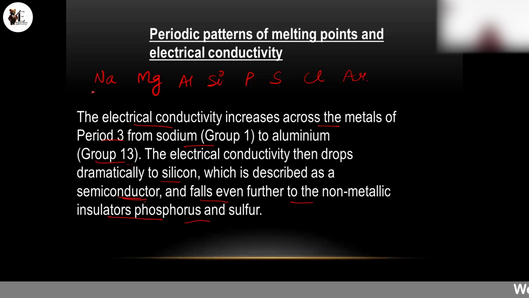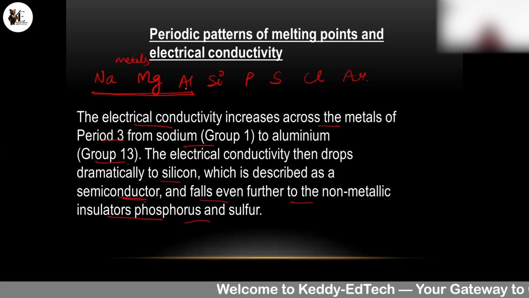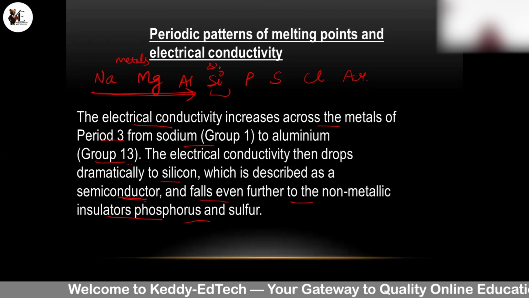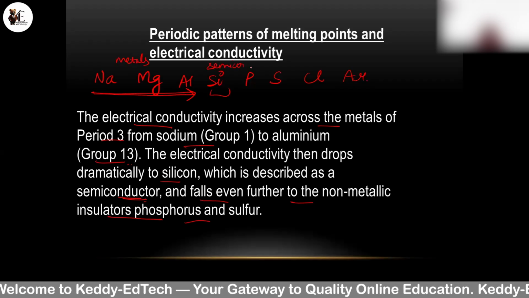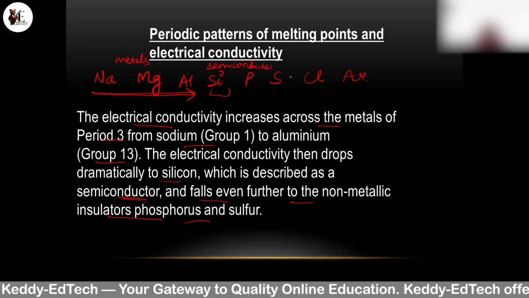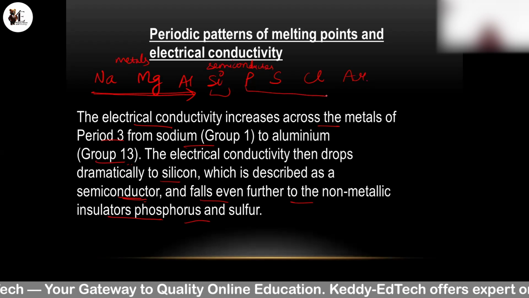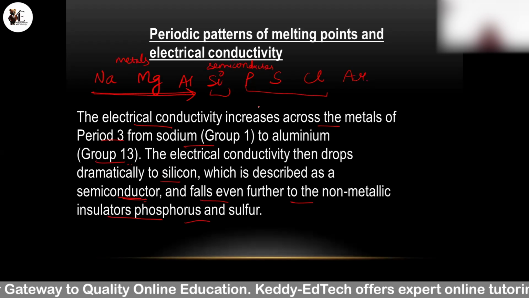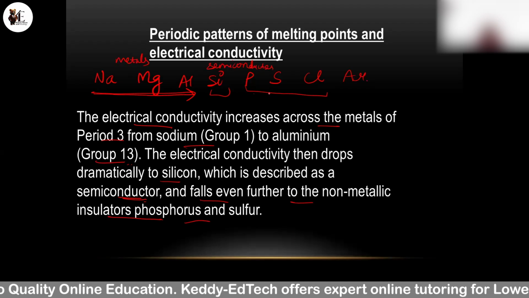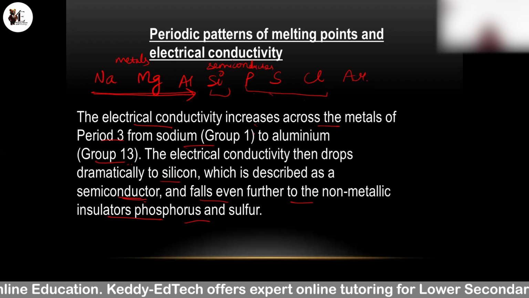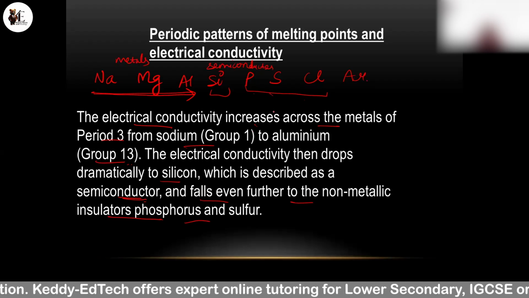As these first three are metals, and metals are good conductors of electricity, if we move across, the electrical conductivity increases. But silicon is a semiconductor, so it drops, and it falls even further for the non-metals because they are poor conductors of electricity. So it falls to phosphorus, sulfur, and chlorine. Write it down.